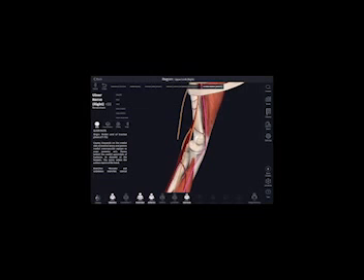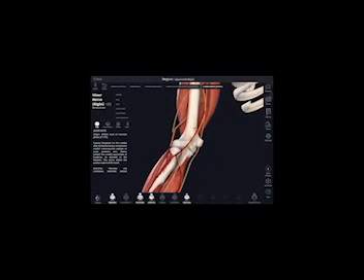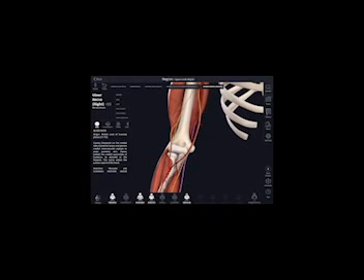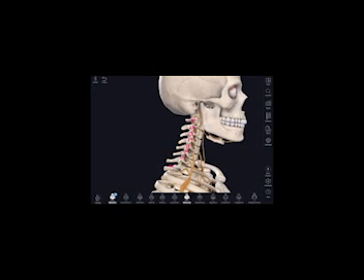So anyway, that is what I wanted to show you in the anatomy of the elbow, and that pretty much concludes everything. Okay, so in this video, we're going to go over the brachial plexus.